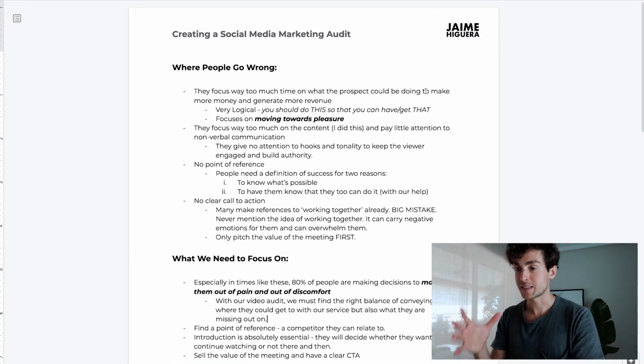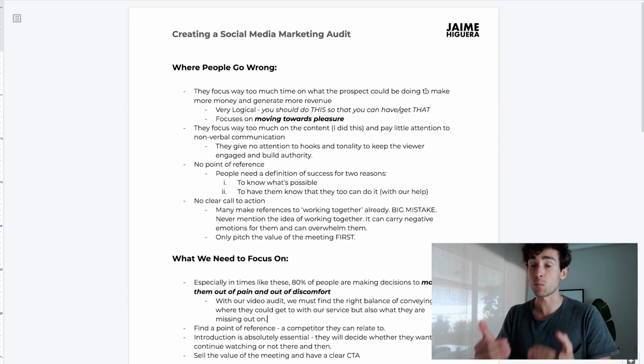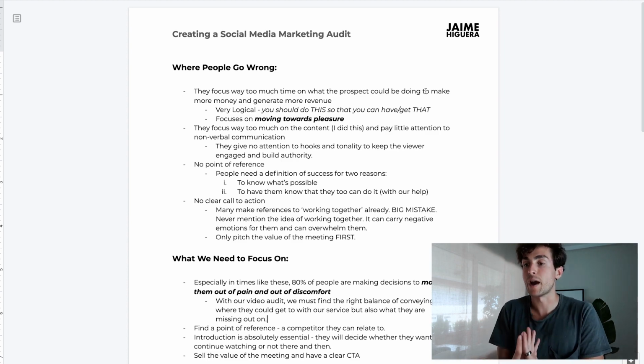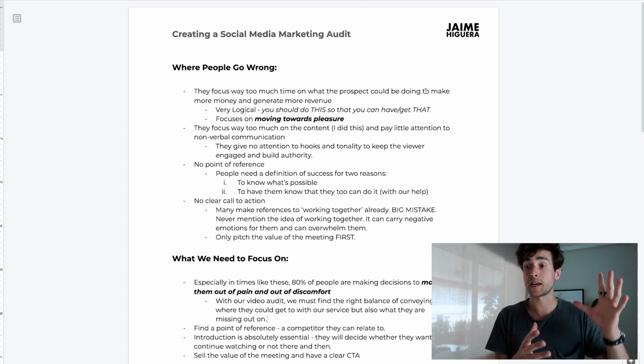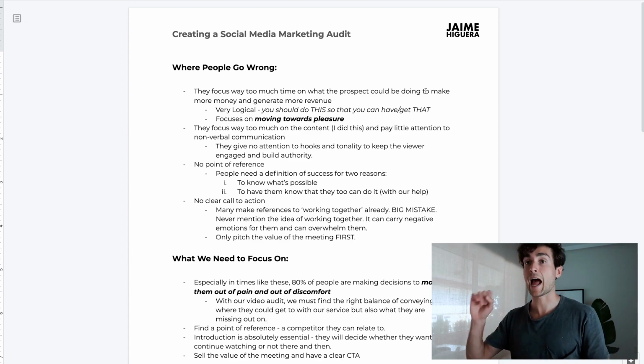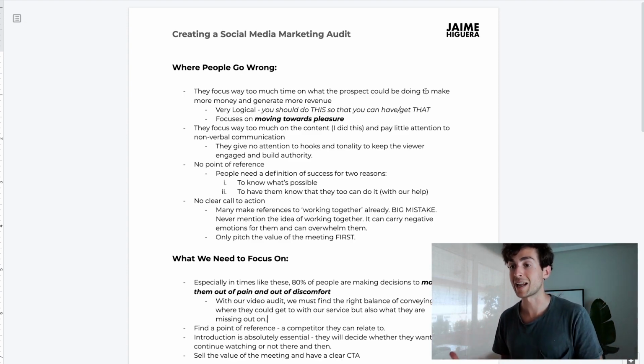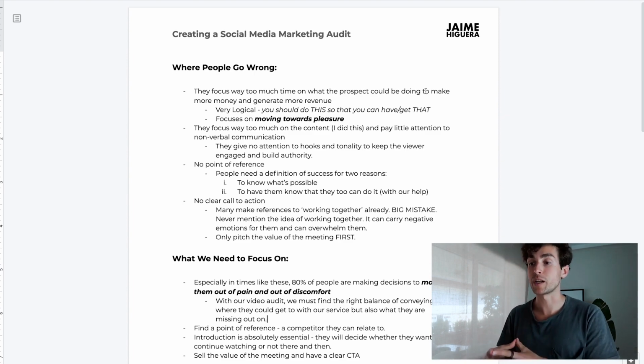Now, the first mistake that I see so many people make is that they focus way too much time on what the prospect could be doing to make more money and generate more revenue. In other words, it's very logical. They're basically saying you should be doing this so that you can have or get this, right? Basically, this implies that we're focusing on moving towards pleasure, which is a powerful marketing strategy, but we need to understand the current social landscape, and we also need to understand that that is not as powerful as moving away from pain. And I'll talk about that in just a second.